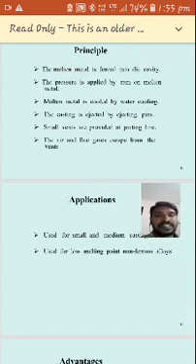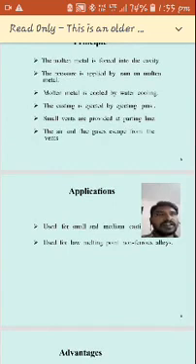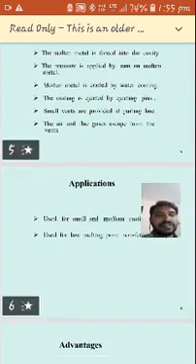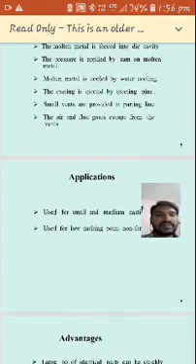Then the casting is ejected by ejecting pins. Small vents are provided at parting lines. Vents are small holes made by using vent rods; these are called vent holes. The air and flue gases escape from the vent. Why it is provided at the parting line is, if any gases are present in the molten metal, those gases escape through the vent holes.